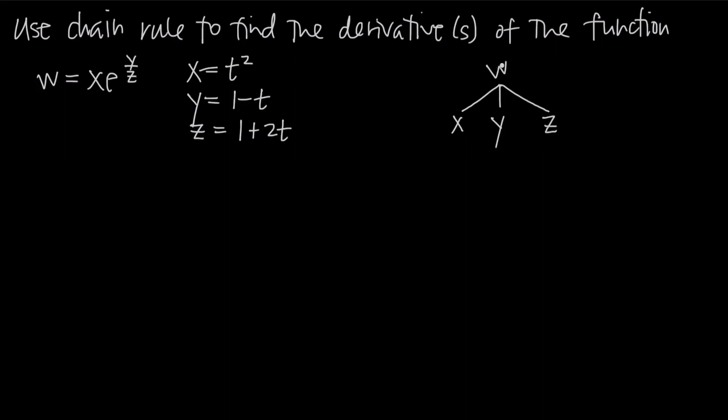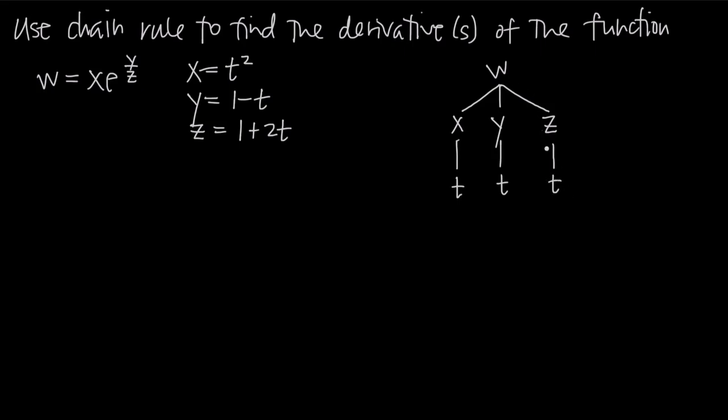So if we were taking the derivative of w, we would have to take partial derivatives with respect to x, y, and z. We'd end up with three partial derivatives. But in this case, we've been told that x, y, and z are all defined in terms of t, right? We have an equation for x in terms of t, an equation for y in terms of t, and an equation for z in terms of t. So what we have to do is add to our tree diagram and say that x is in terms of t, y is in terms of t, and z is in terms of t.